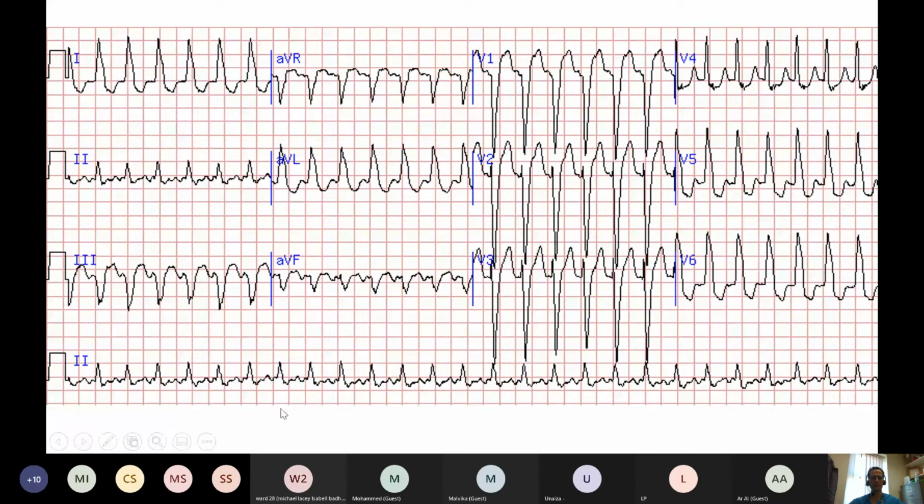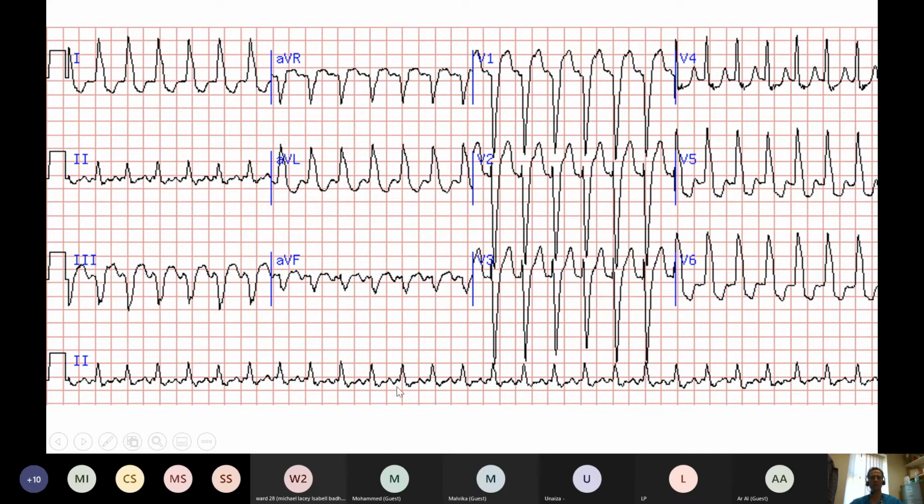Yeah, very good. It's flutter. Can you see the sawtooth pattern? It's not as prominent as the one that I showed you earlier, but nonetheless, there is a clear sawtooth pattern throughout lead 2. So this is atrial flutter with 2-to-1 block, and the rate of 150 is the clue.